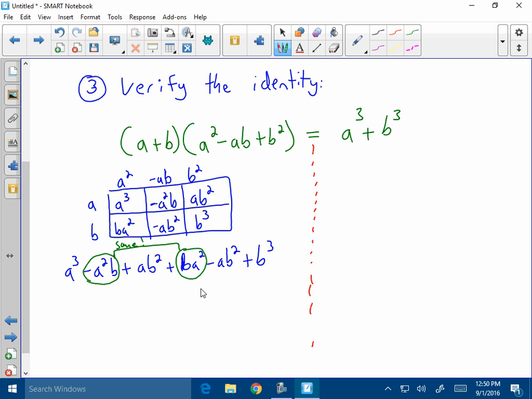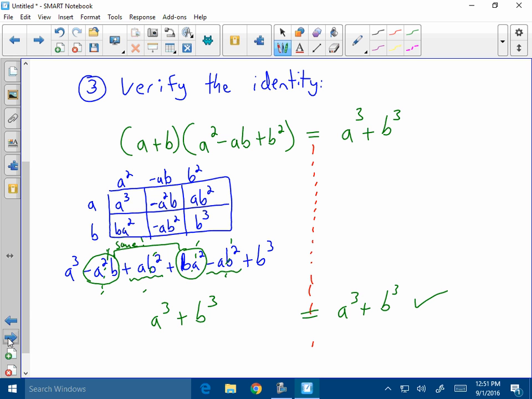And then right here, I've got positive ab squared, and then I've got negative ab squared. So those are also going to go. As part of my proof, I say that cancels with that, and that cancels with that, and I'm left with a cubed plus b cubed, which is what I was trying to show. So I verified my identity. I've got the work to show when I multiply this out. That's the idea behind verifying those mathematical identities.